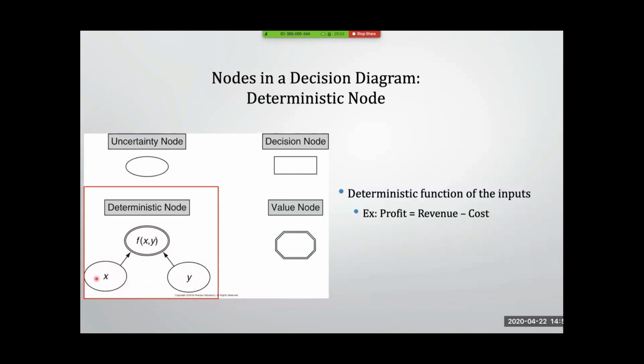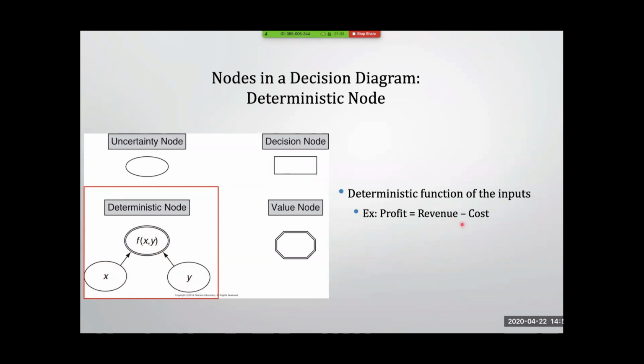But once you observe the revenue and the cost, you will be able to determine what the profit is for sure, okay? So that is why we're using the deterministic node to represent profit, given that we know what the revenue is for sure and what the cost is for sure, okay? So again, here the revenue and cost are uncertain. That's why they are represented by a single line oval shape. However, profit is certain, it is 100% determined by the revenue and cost, okay?